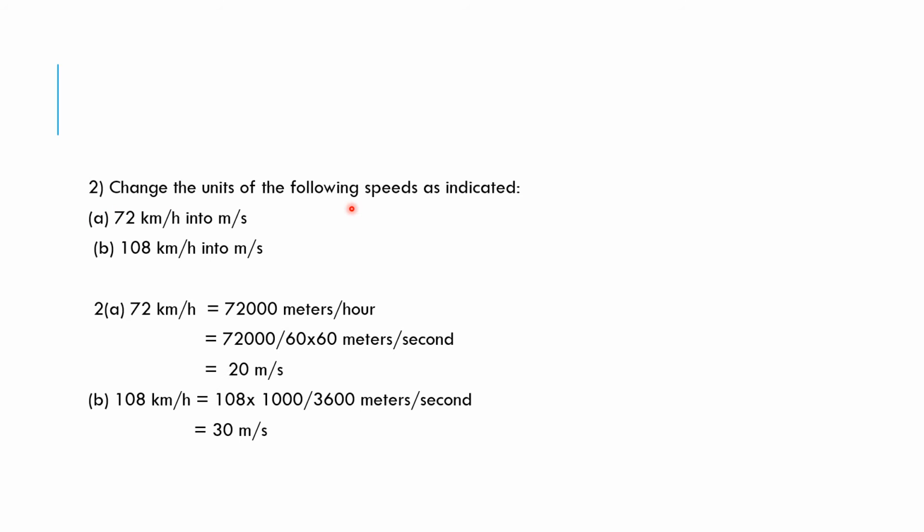Okay, change the units of the following speeds as indicated. 72 km per hour into meters per second, 108 km per hour into meters per second. So 72 km per hour is equal to 72,000 meters per hour is equal to 72,000 divided by 60 into 60 meters per second. So that is 20 meters per second. And 108 km per hour is equal to 108 into 1000 divided by 3600 meters per second. So that is equal to 30 meters per second.